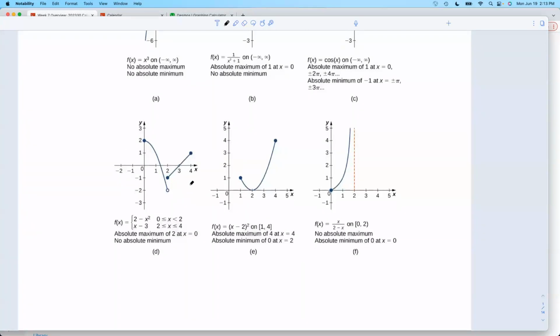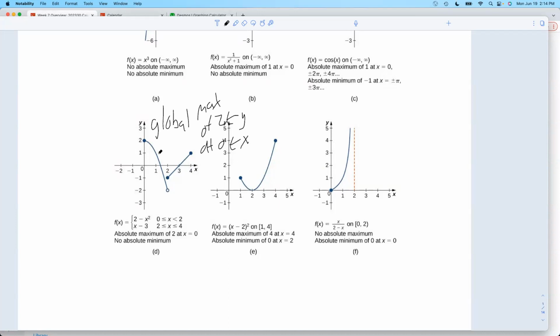Okay. Let's look at this graph here. The absolute maximum is the highest point that exists on the graph. That is right there. So we have global max of 2 at 0. That's my y value. That's where it's located, the x value. That's the biggest value anywhere on my domain.